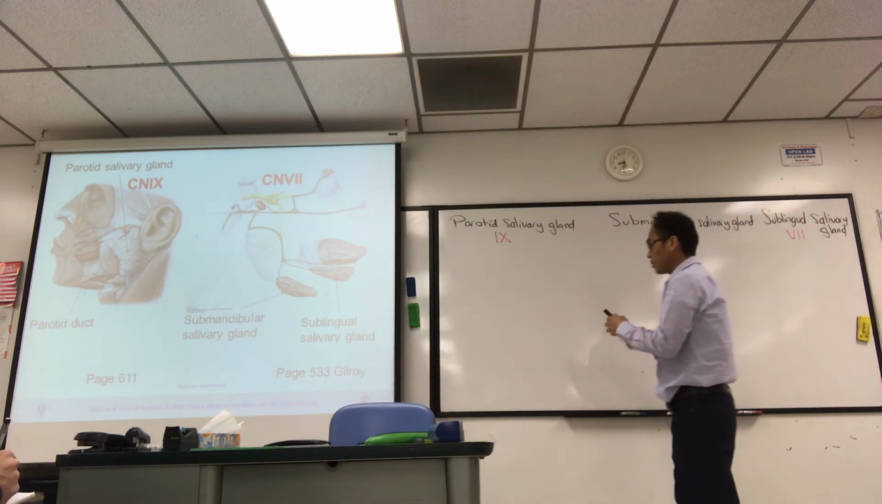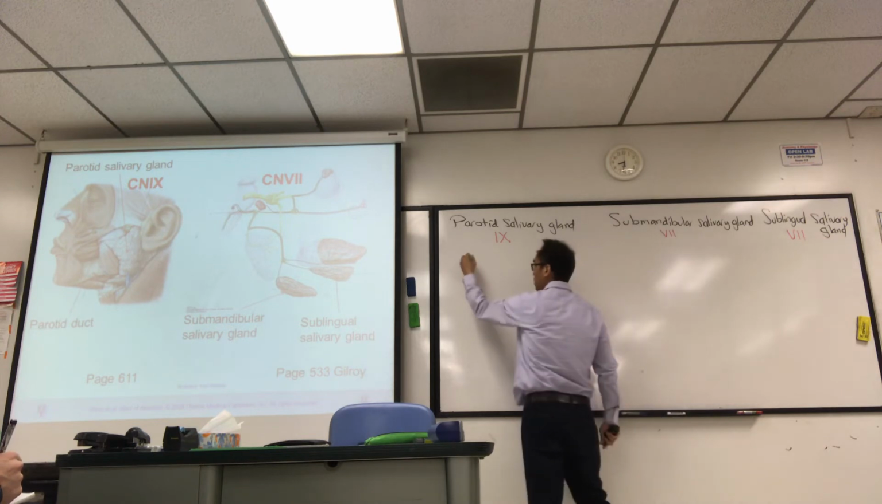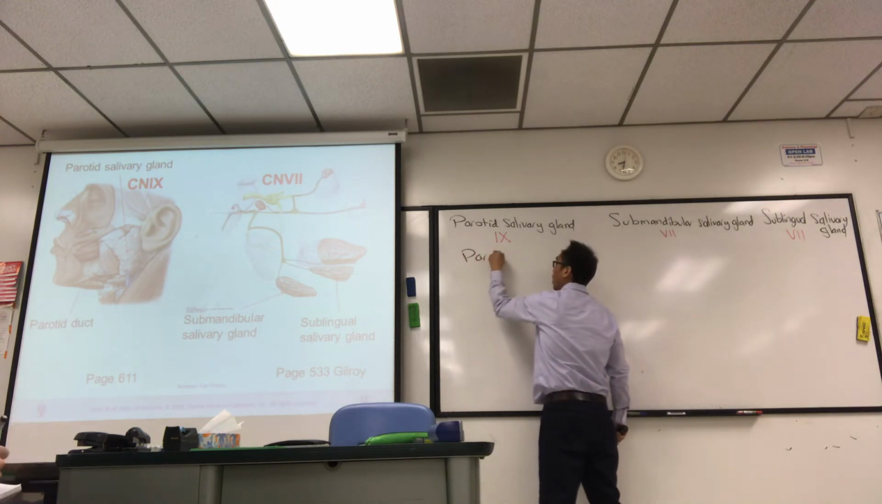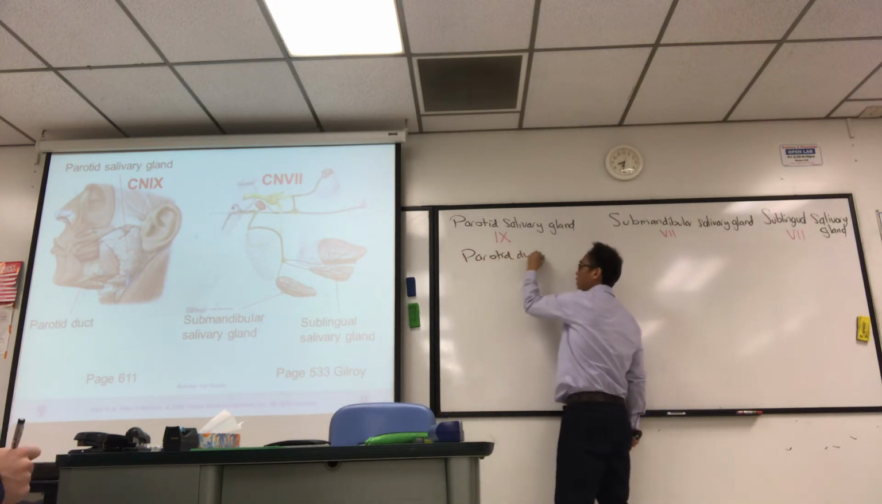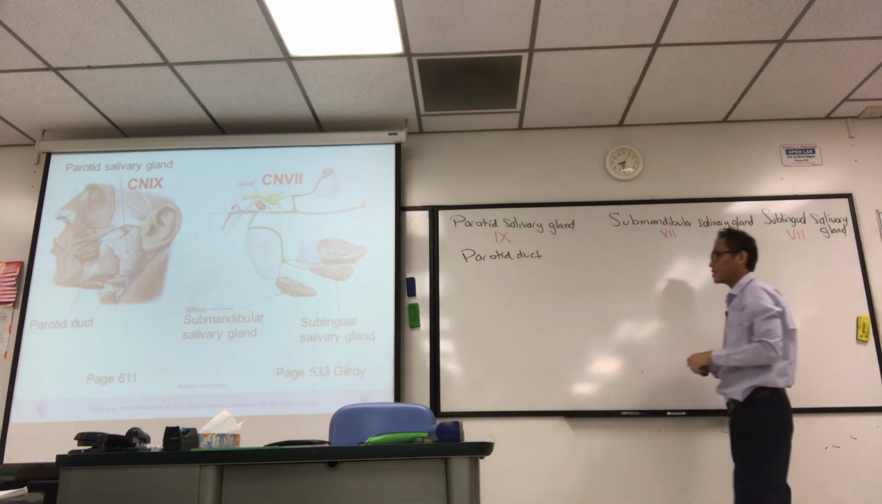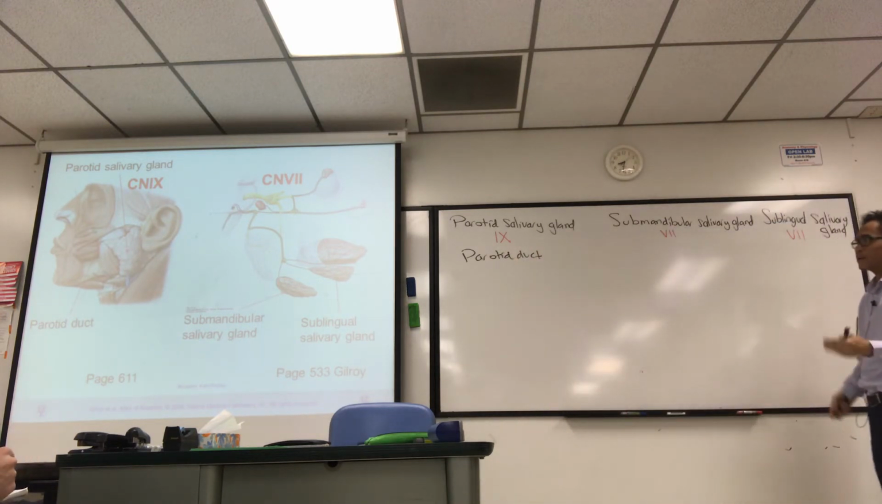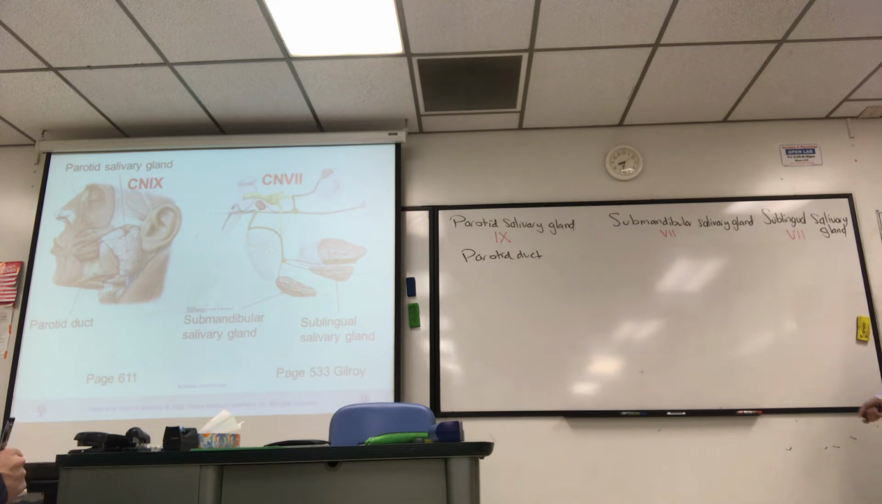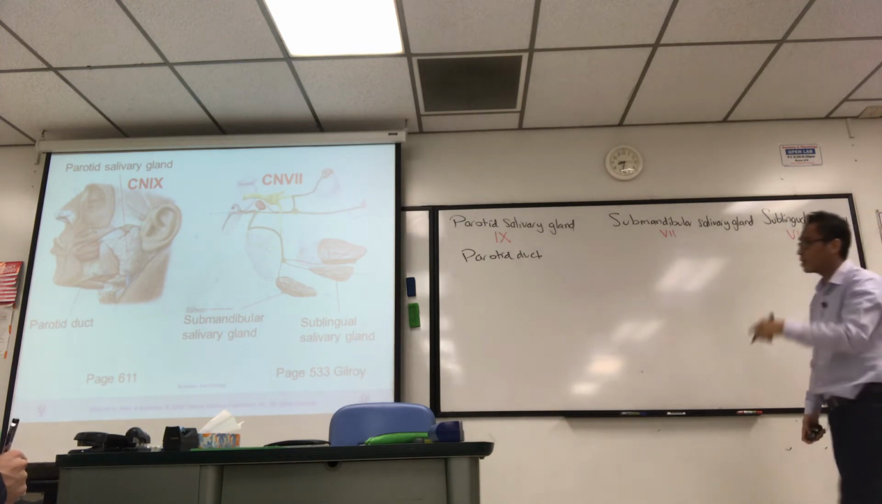So I would also note, be able to identify the parotid duct as well. Now the other ones have ducts too. Usually you can't see them on models. You can look for them, but all glands have a duct. Otherwise they're useless. You have to empty into somewhere. The parotid duct you can usually see. That's the one I said.